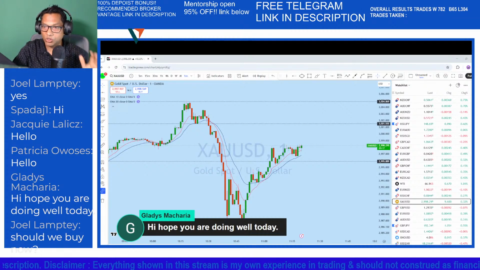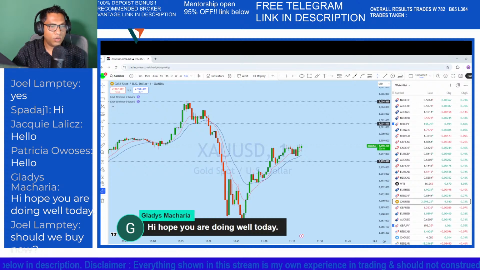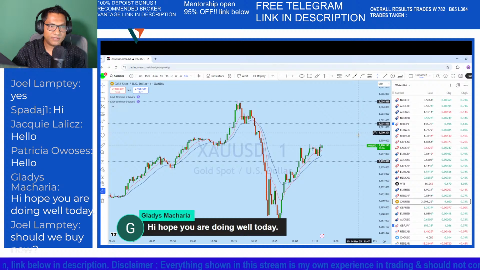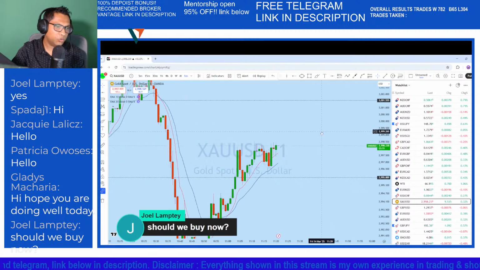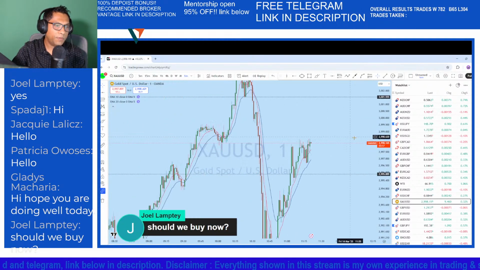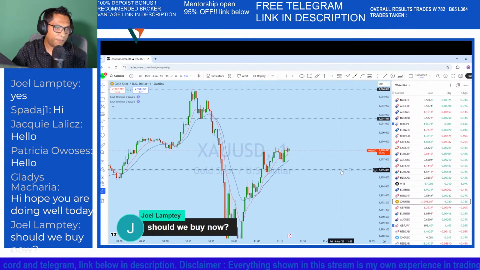Be patient always when we are looking at the market, and when you are patient, you are always on the better side of trading. That's the key to becoming a better trader, to become patient. Should we buy now? Not yet. We are waiting. We will not buy by market. We will be waiting for a pending order.